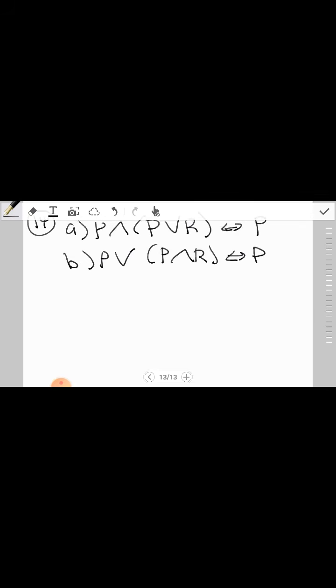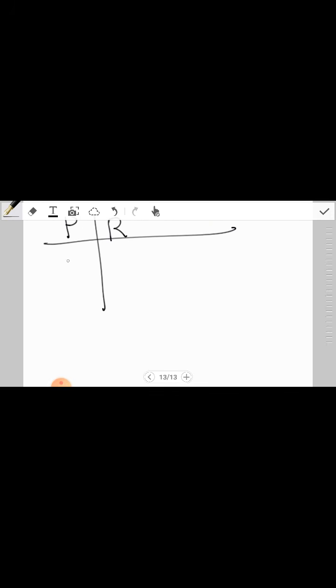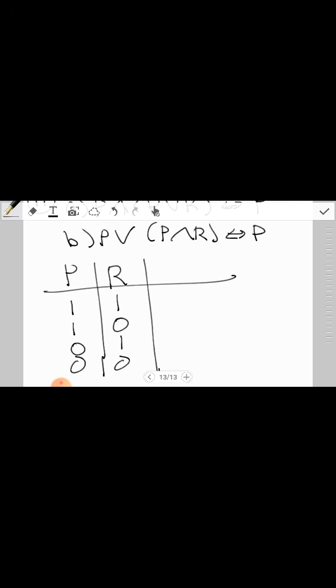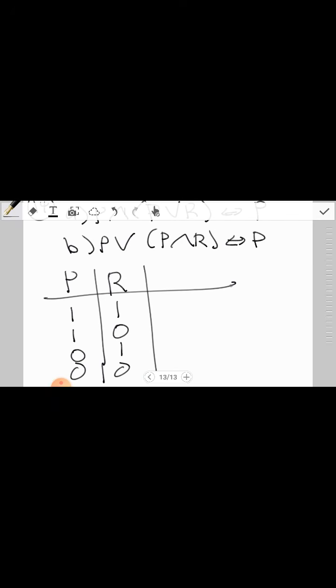For the next one, letter B, they just switched it: P or (P and R) is equivalent to P. How many propositions do we have here? 2, P and R only. Good thing there are only 2 propositions. 1, 1, 0, 0, 1, 0, 1, 0.